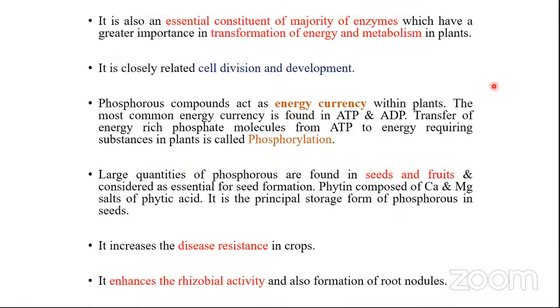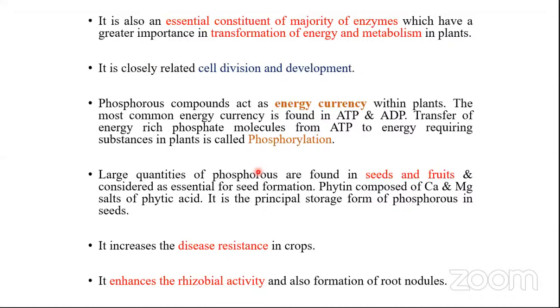It acts as an energy currency, and it also improves quality. A good quantity of phosphorus is found in the seeds, and it will provide disease resistance to some extent in some crops and enhance the rhizobial activity found in the root nodule. So these are the important functions of phosphorus.